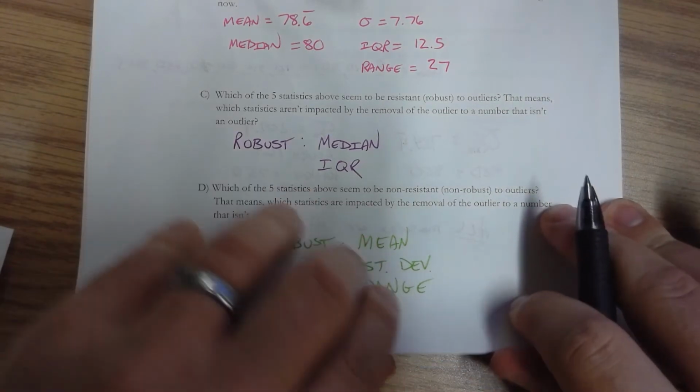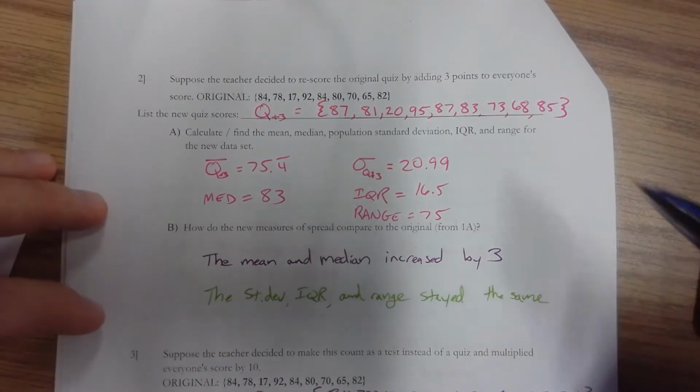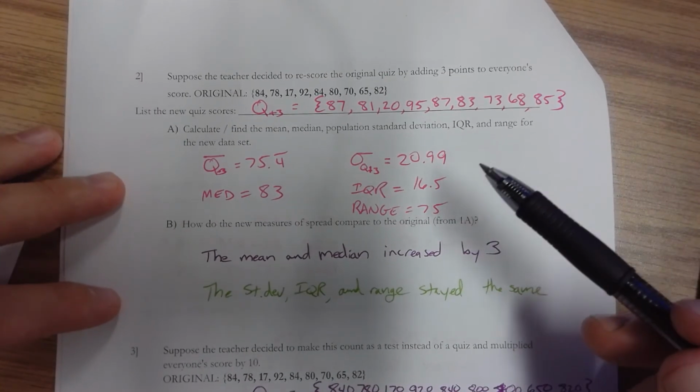So that's the purpose of the front page, to see what happens with an outlier. And on the next set of tasks, numbers 2 and 3 are working with that same quiz data set.